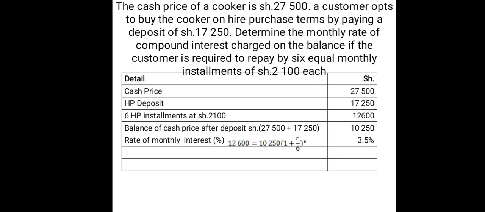Now here we shall use the formula of compound interest to calculate the interest, where the balance becomes the principal, and then the amount of hire purchase outstanding becomes the amount, and then we have to calculate the rate because we know the period. The period will be 6 because the compounding is monthly for 6 months. We get the monthly percentage interest to be 3.5%.